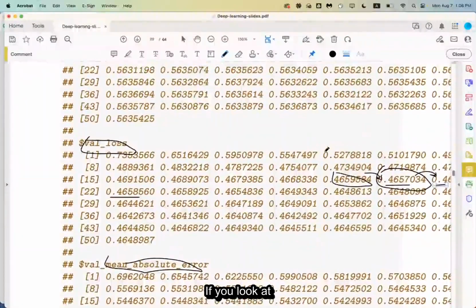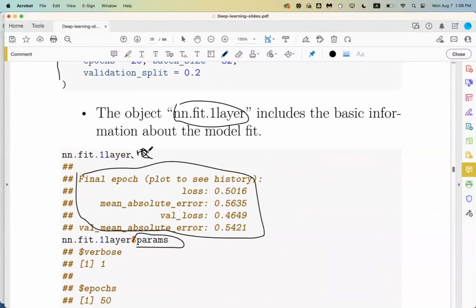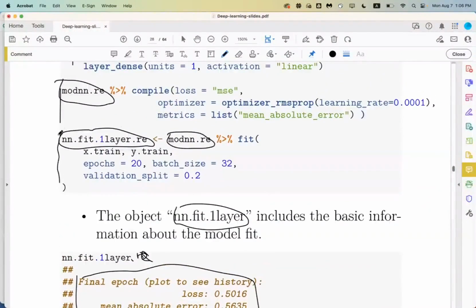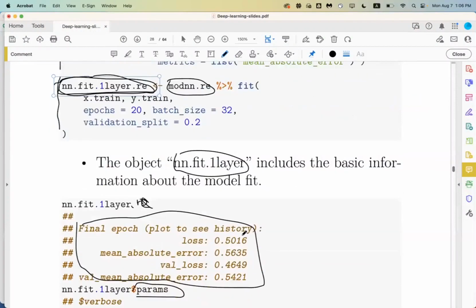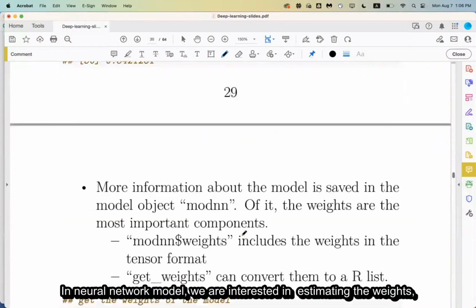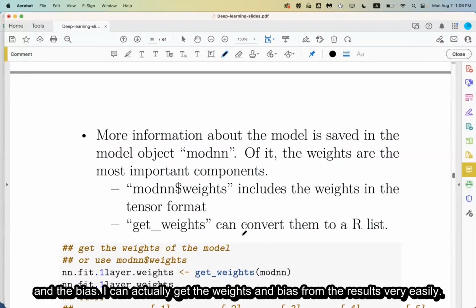If you are interested in the final model, then you should look here. Okay. And in a neural network model, we are interested in estimating the weights and the bias. And we can actually get the weights and the bias from the results very easily.